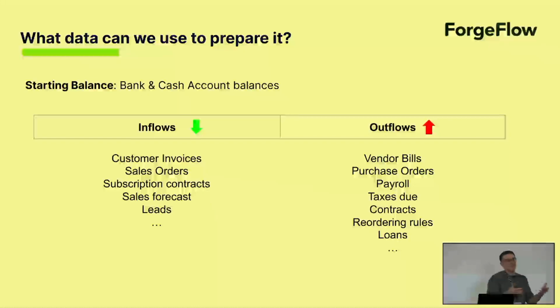So what is available in Odoo that I can use to populate the report? The easy part is the starting balance. We only need to look at the bank and cash accounts to know my starting position at a given point in time. That's fine. But then we have to construct the inflows and the outflows. So what information do we have?